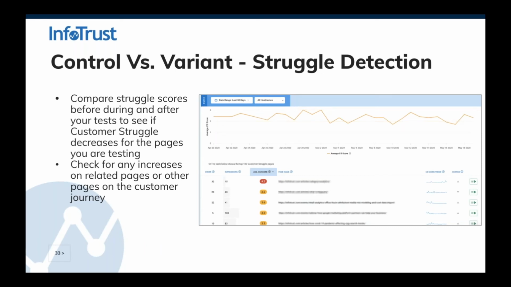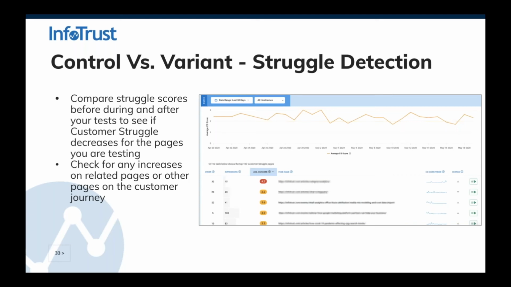And then session or control versus variant for your struggle detection. We talked about this several times with SessionCam. A number of struggle sessions may be revealed to you when you're coming up with test ideas. So you can compare your struggle scores before, during, and after your test to see if customer struggle decreases for the pages you are testing.